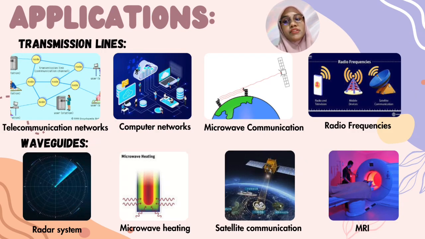As for the applications of transmission lines, we have a lot of examples, such as telecommunication networks that we use nowadays and still use. The next ones are computer networks, microwave communication, and radio frequencies. As for waveguides, we have radar systems, microwave heating, satellite communications, and MRI.